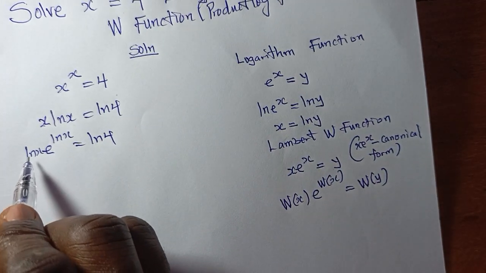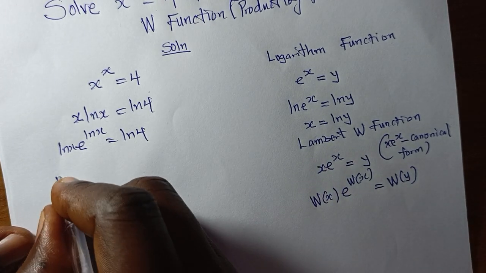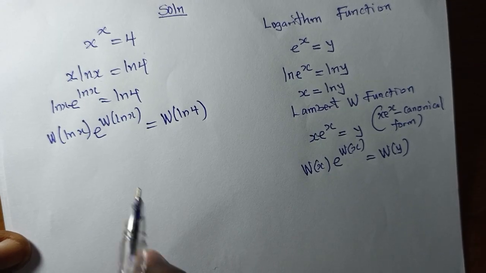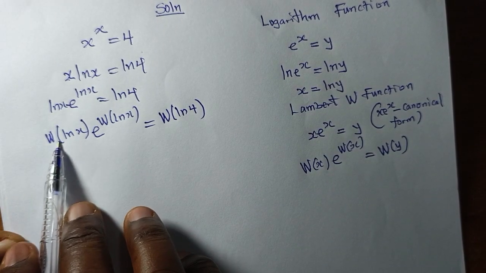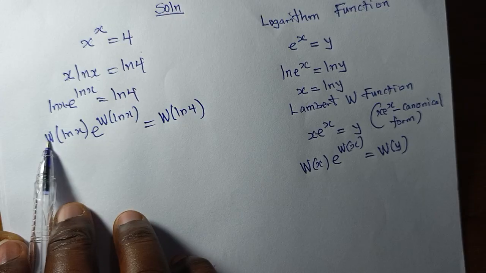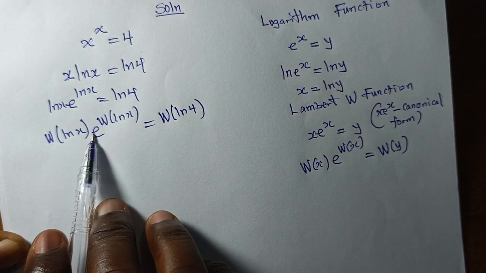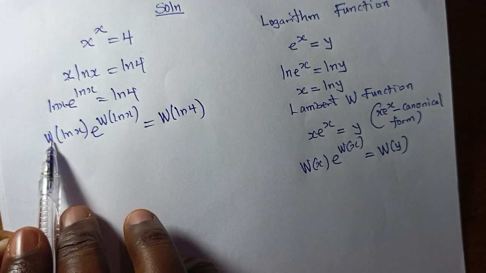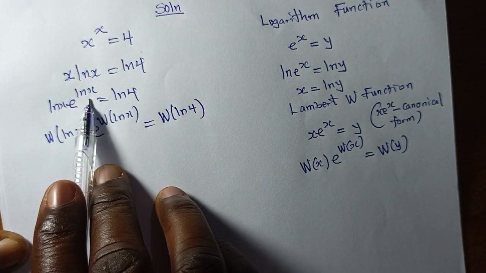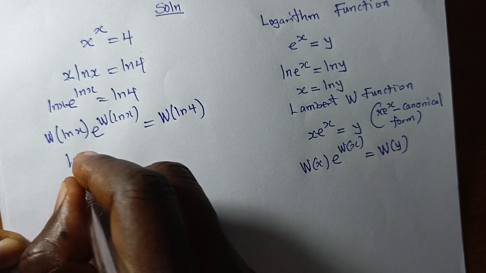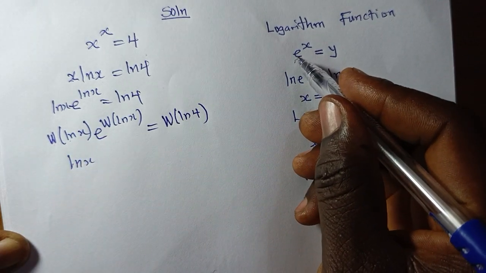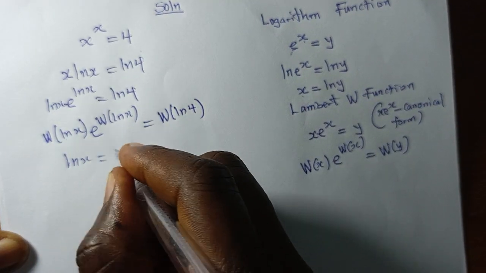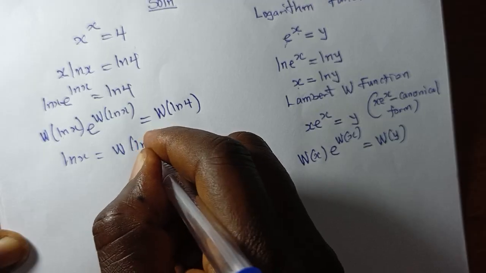Now we are going to take the Lambert W function on both sides of the equation. That is, we have the Lambert W function of ln x multiplied by e raised to power ln x. Compared to the canonical form, after taking the Lambert W function, we are going to obtain ln x. You know, taking natural logarithm of e raised to power x will give us x. The same thing applies here, which equals the Lambert W function of ln 4.